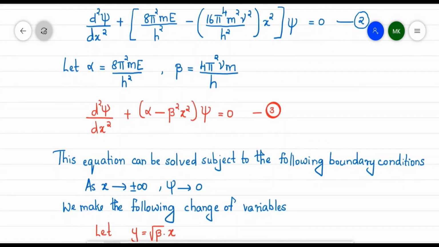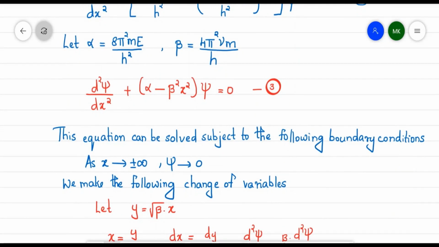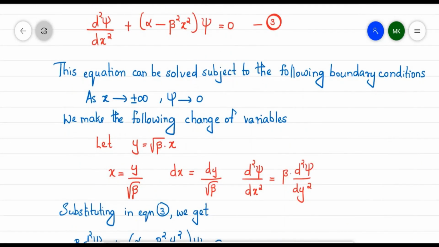Alpha equals 8 pi square mE by h square and beta equals 4 pi square nu m by h. And then we get equation 3, that is d square xi by dx square plus alpha minus beta square x square into xi equals 0. In order to solve this equation, we apply a boundary condition, that is as x tends to plus or minus infinity, xi tends to 0. And we make a change of variable from x to y, that is y equals root beta into x. So x equals y by root beta, dx equals dy by root beta, and d square xi by dx square will be equal to beta into d square xi by dy square.